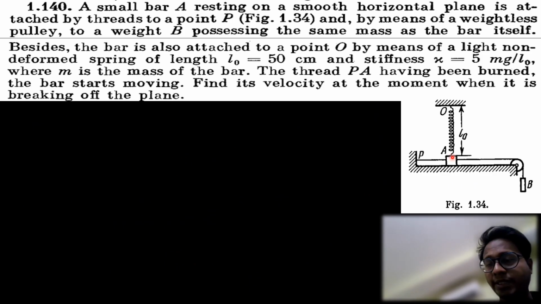In this question, what is being said is that there is a block of mass m out here, and there is another block of mass m. These two masses m are connected by a rope. Now this mass m is connected to a string out here and a spring of length L naught out here. The spring constant is given as k. Now the question is saying, if I burn off or cut off this string, what will happen?